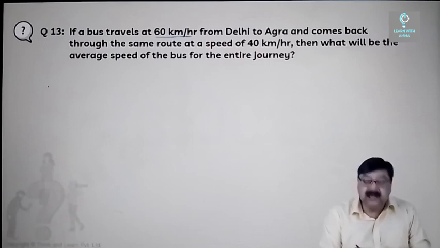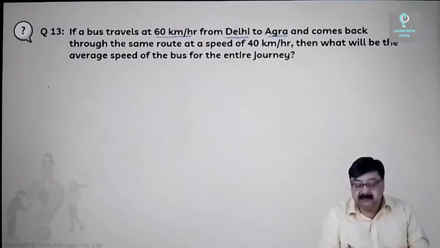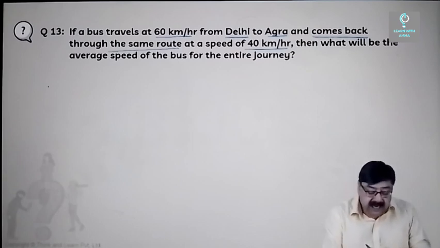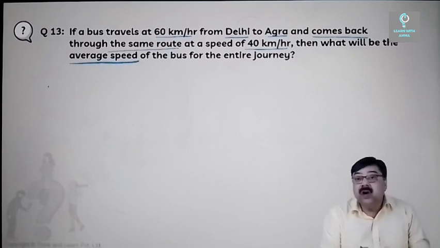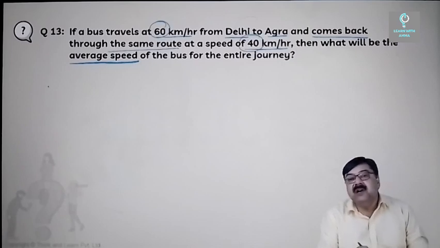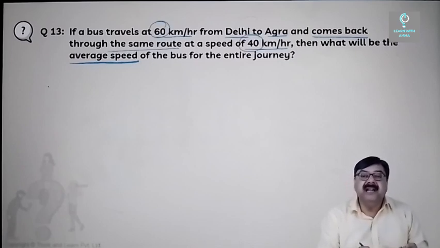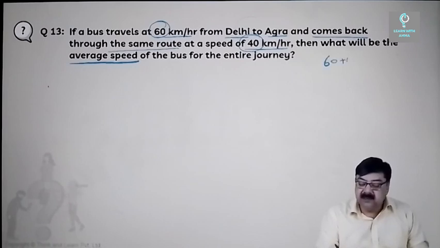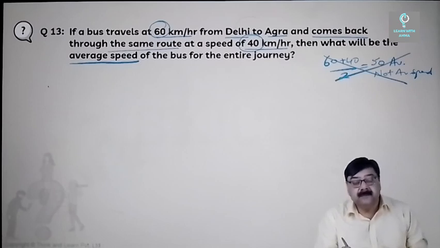If a bus travels at 60 kilometer per hour from Delhi to Agra and comes back through the same route at a speed of 40 kilometer per hour, then what will be the average speed of the bus for the entire journey? See, he is talking about average speed, not average. So kindly do not make the mistake of adding up 60 plus 40, taking it as 100 and then dividing it by 2, like this, 60 plus 40 by 2 is 50. This is average, not average speed. This will be incorrect. So how do we do that?